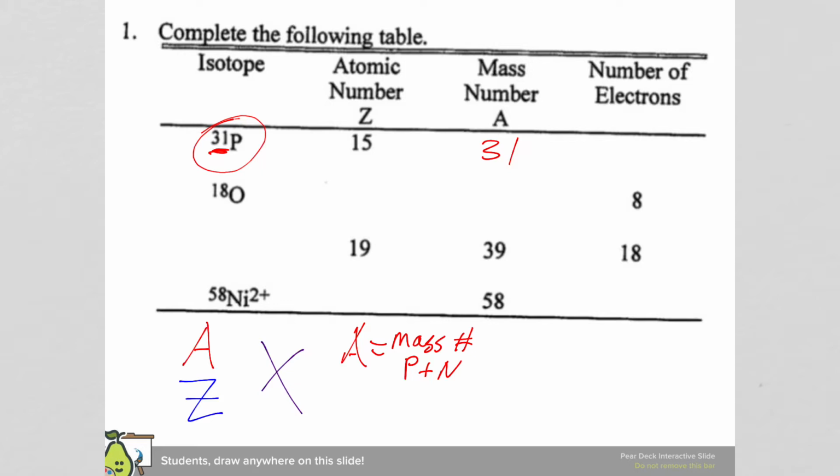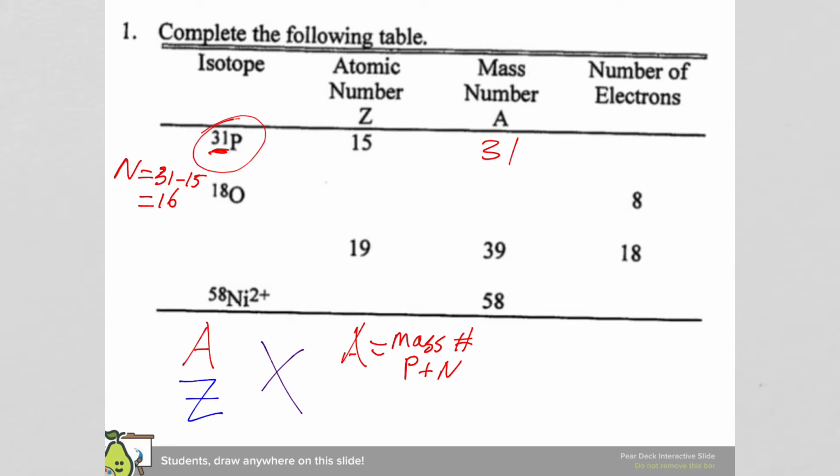So in this case, if you want to find the number of neutrons, it will be equal to the mass number, which is 31, subtracted by 15, which should give you the number 16. So there should be 16 neutrons. If you're unsure how to do that, please let me know.